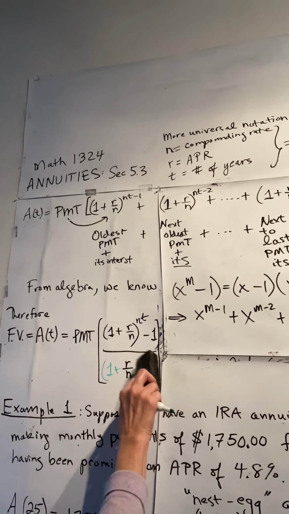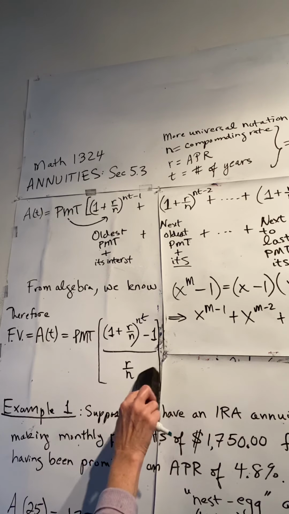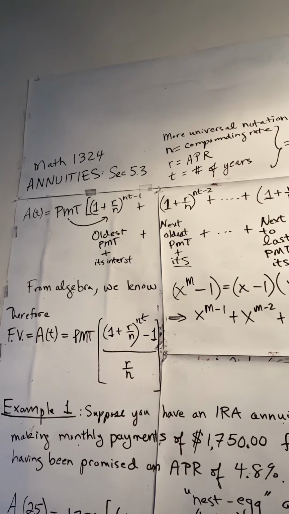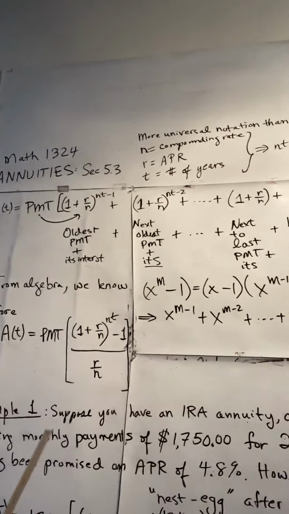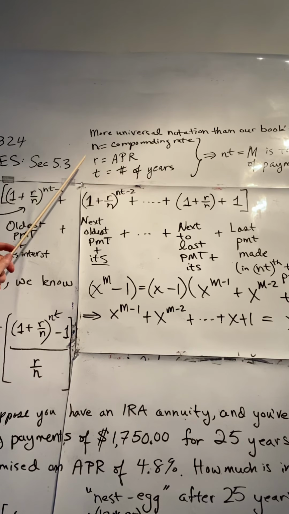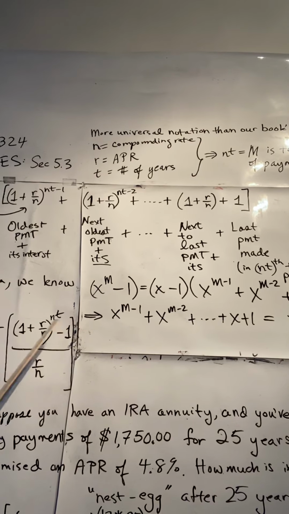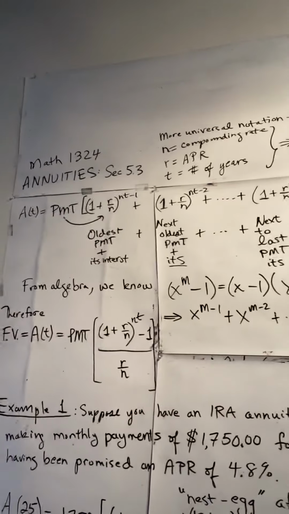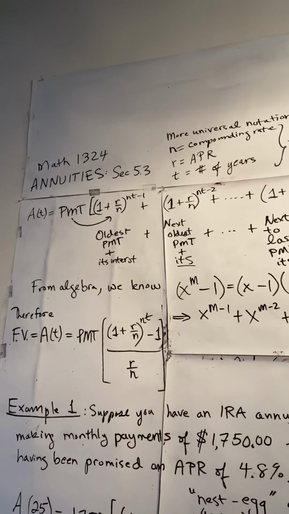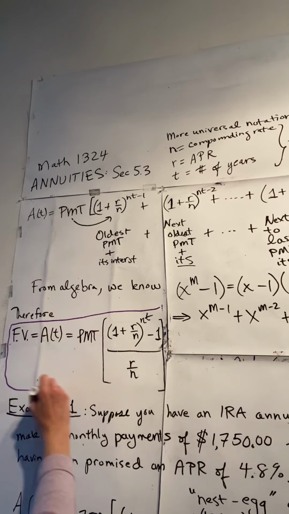Now your book tries to introduce notation and call that I, but they have a problem with not sticking with the notation that everybody's been using forever. N is the compounding rate, the number of times you compound the money per year, and T is the number of years. So this should be NT right here. Okay, so this is your formula for calculating the future value of an annuity. This is the formula that's always been.